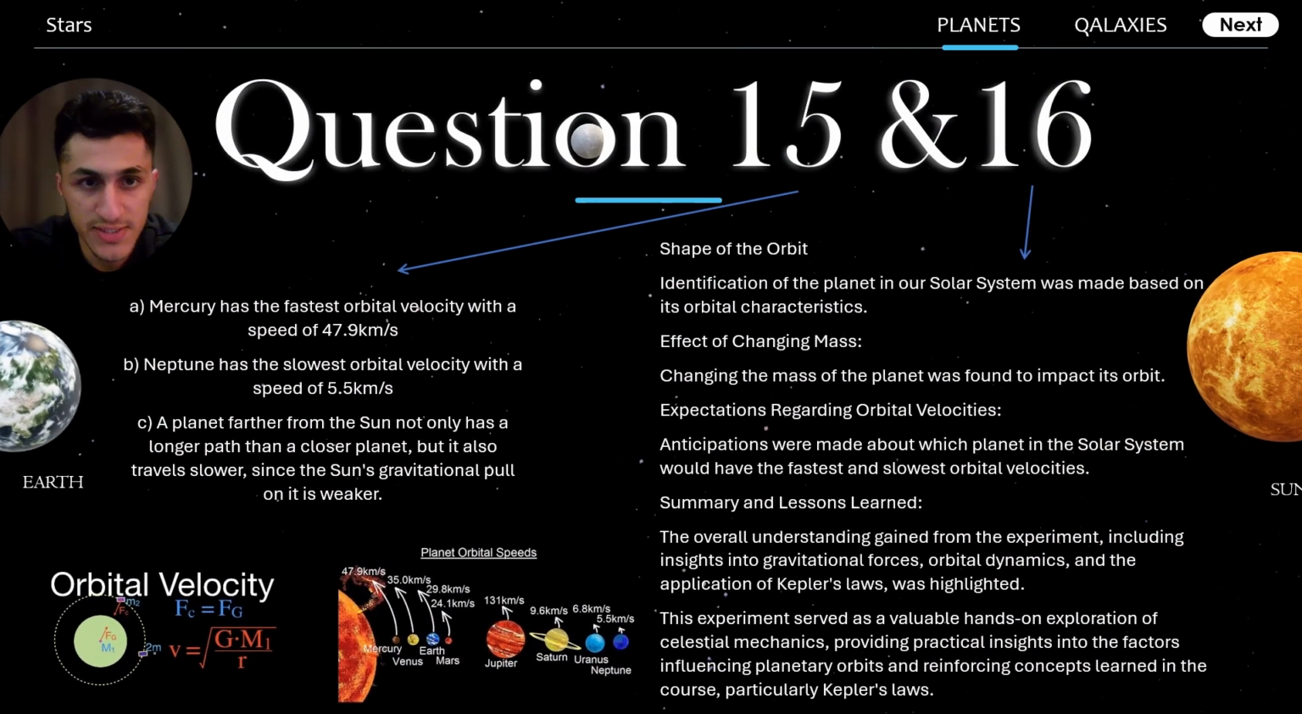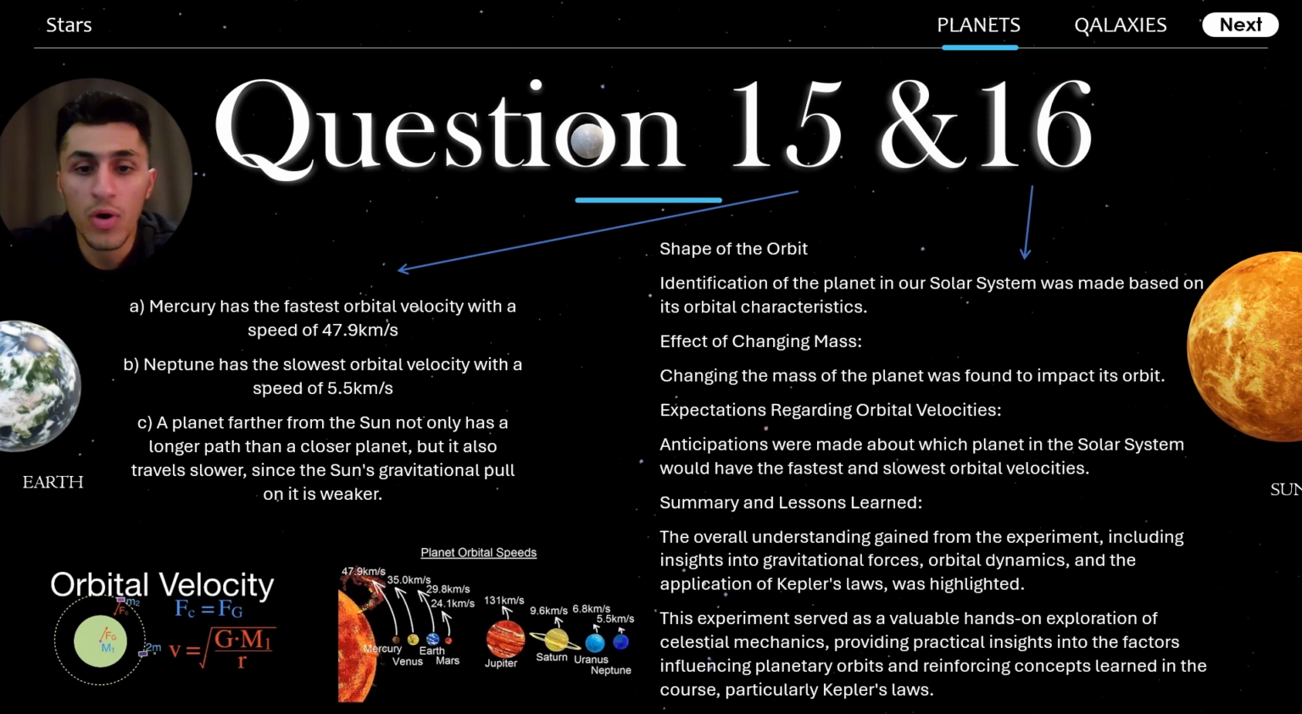Questions 15 and 16. 15a. Mercury has the fastest orbital velocity with a speed of 47.9 km per second. Neptune has the slowest orbital velocity with a speed of 5.5 km per second. And question C, a planet further away from the Sun not only has a longer path than the closer planet, but also travels slower since the Sun's gravitational pull on it is weaker.